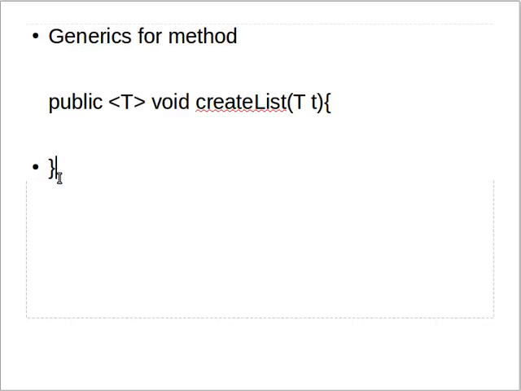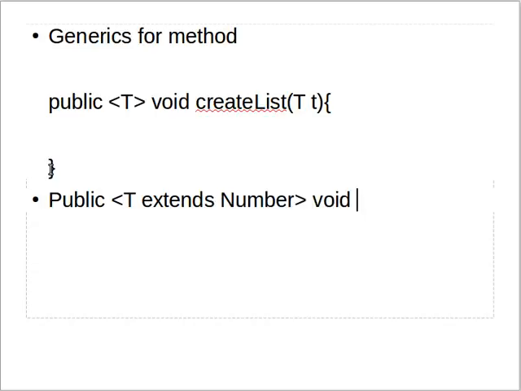Now in the same fashion as we did using the extends keyword, we can limit the values that we are passing to the method. Let's say we just want to pass numbers to this particular method which are of type T. Then we'll declare it like this: T extends Number, and the rest of the declaration will remain the same, createList of type T and reference t. So this is how we can restrict the values that are being passed to the method taking a generic type as a parameter.